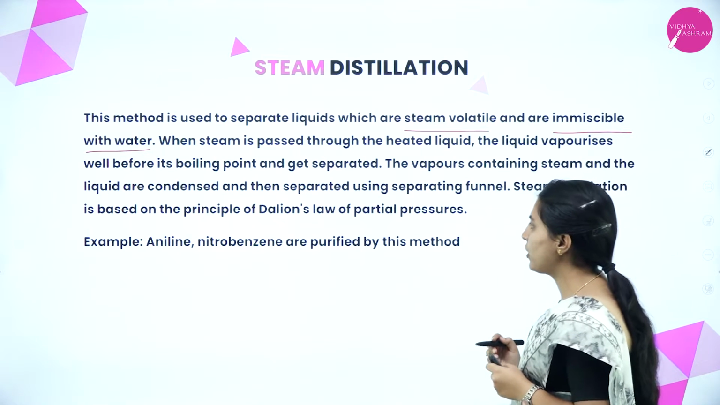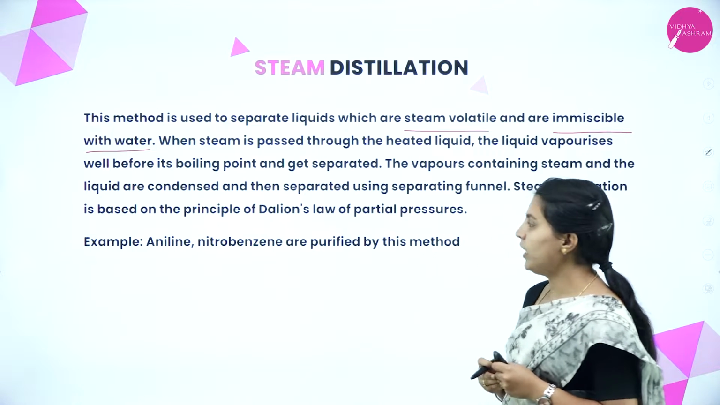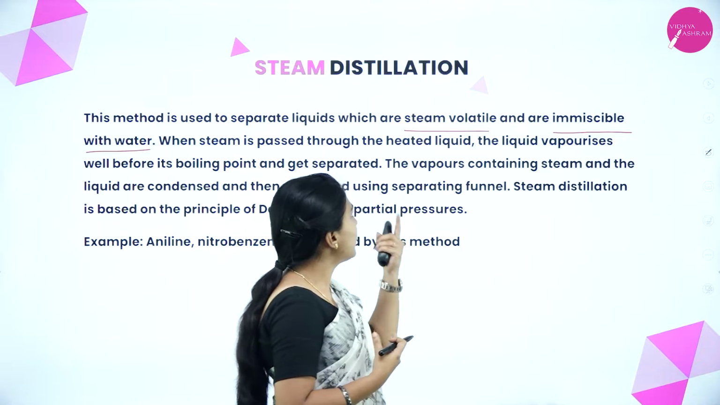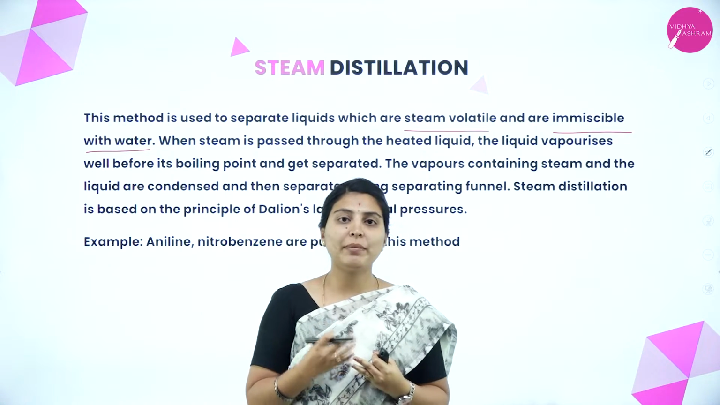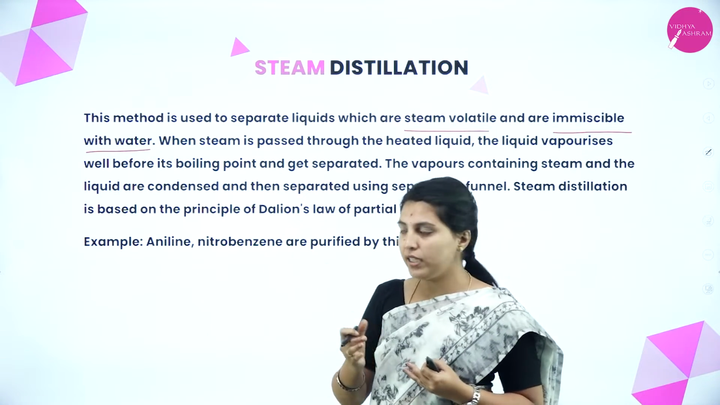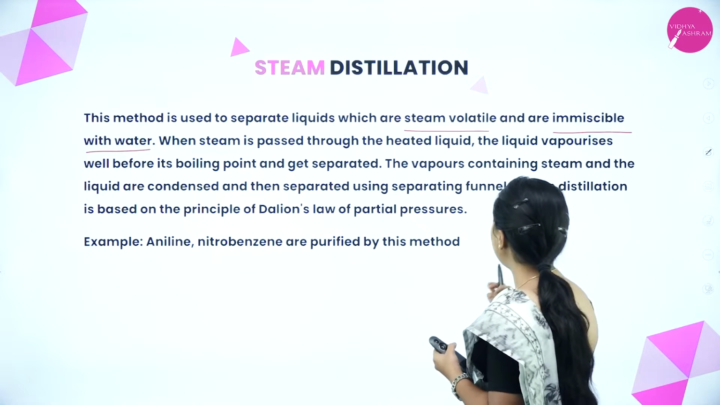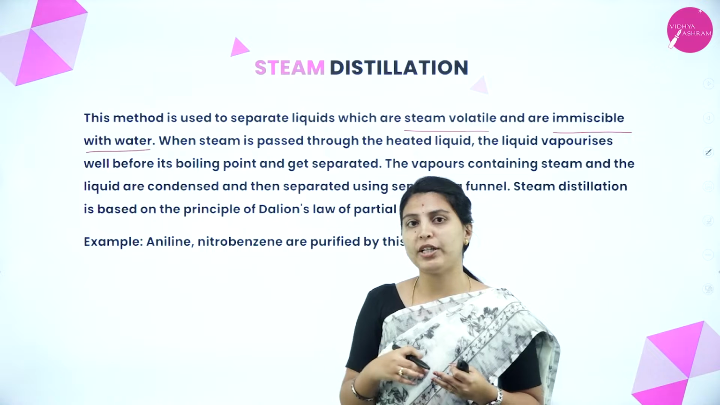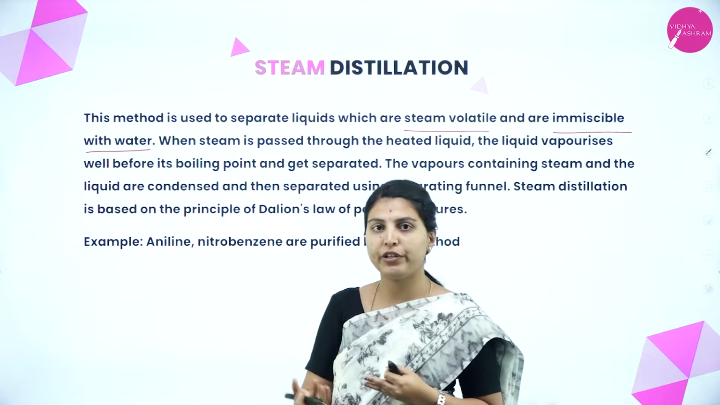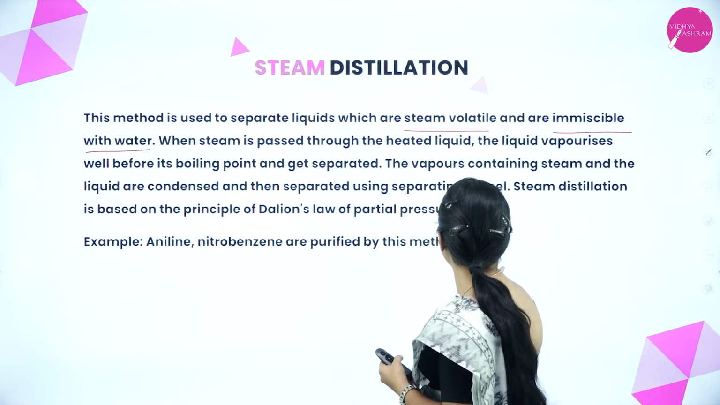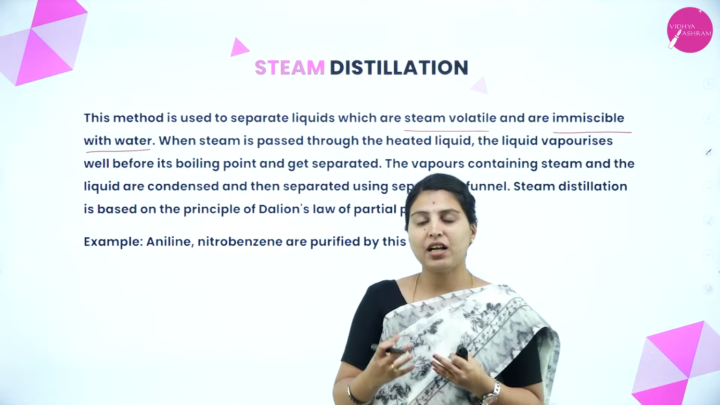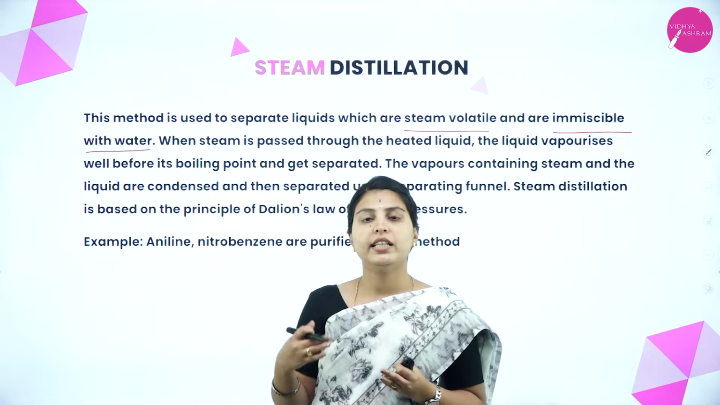Steam distillation is based on the principle of Dalton's law of partial pressure. Here they are using steam, and the liquids are steam volatile and immiscible with water. When steam is passed through the heated liquid, the liquid mixture starts vaporizing before its boiling point. The vapors containing steam and the liquids are condensed and then separated using a separating funnel.